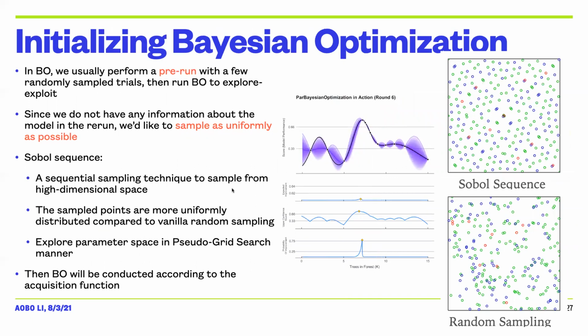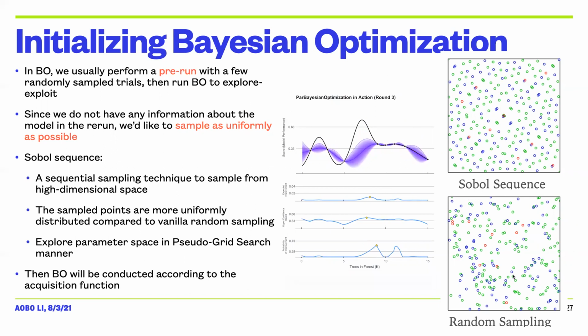So basically in Bayesian optimization, we already perform a pre-run with a few randomly sampled trials. And then we run the Bayesian optimization to explore or exploit. Since we do not have any information about the model before we pre-run, we basically just sample as uniformly as possible. So to sample uniformly in a high dimensional probability space, we use the Sobol sequence.